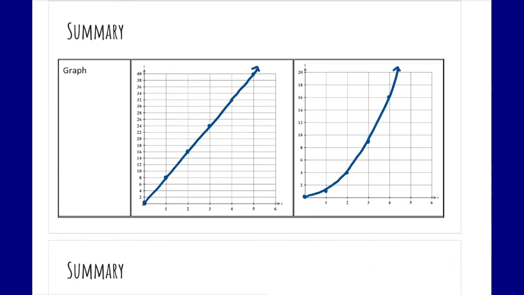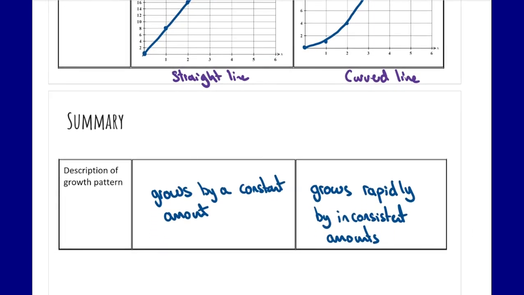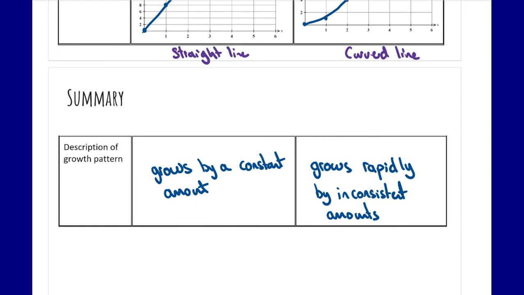For a graph, relatively straightforward, linear is a straight line. For nonlinear, we have a curved line. And for the description of the pattern of growth, again, it grows by a constant amount, so that idea that we're increasing or decreasing by the same amount. Whereas if it's nonlinear, in this case, it grows rapidly by inconsistent amounts. It could decrease rapidly by inconsistent amounts or different amounts every time, again, depending on what the pattern is.